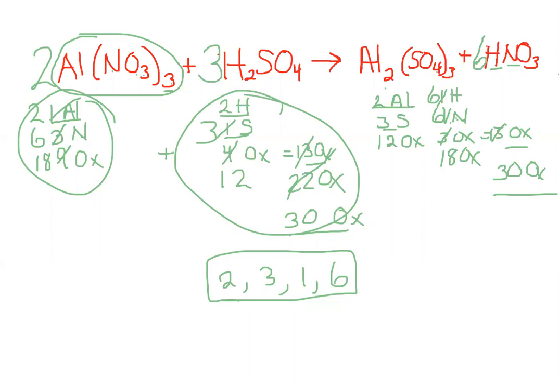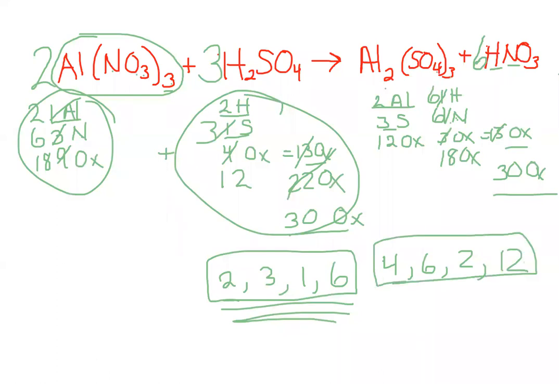And in the end, when you write your coefficients, if you happen to have gone too far and you've ended up with something like 4, 6, 2, 12, then you would say, oh, 2 goes into all of those, so I need to divide them all by 2, and really my coefficients are that. That's why we write the coefficients, in case something like that happens. All right.